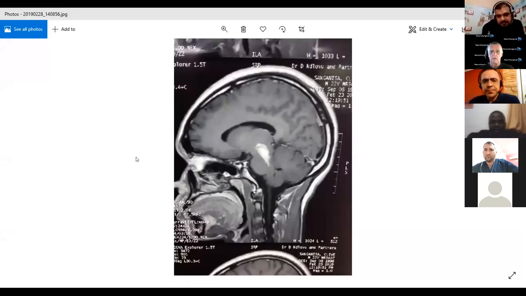Can you see it now? Yes, we can. So that was the first MRI. It was taken one or two days after the bleed. Then I want also to open the angio. Or I can also open the axial cut.